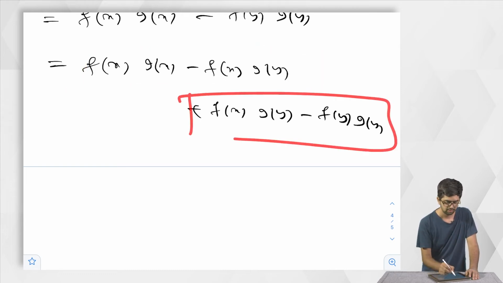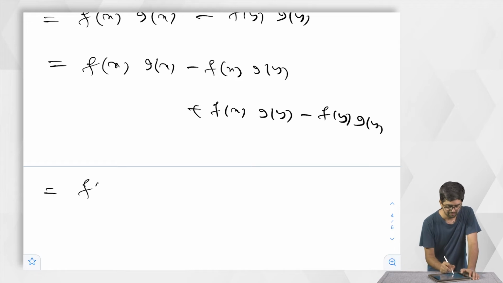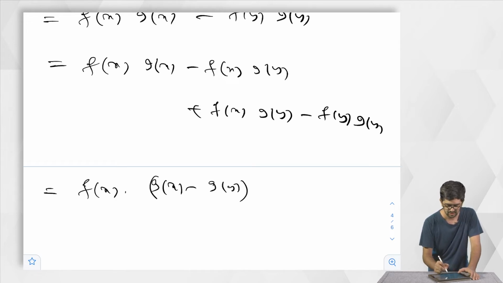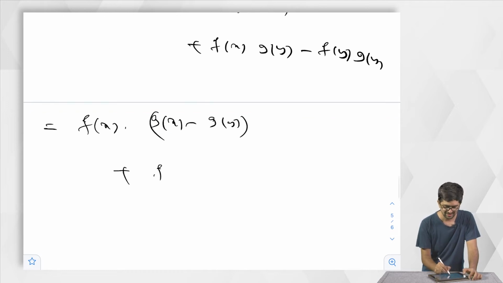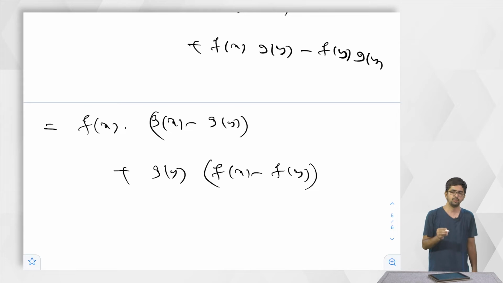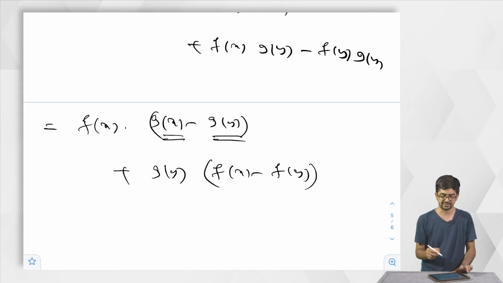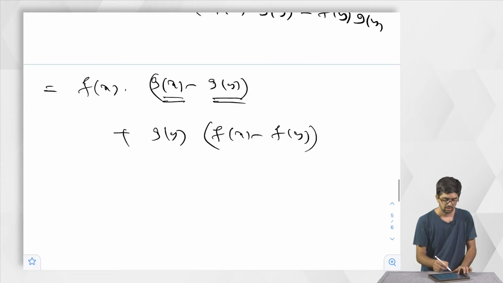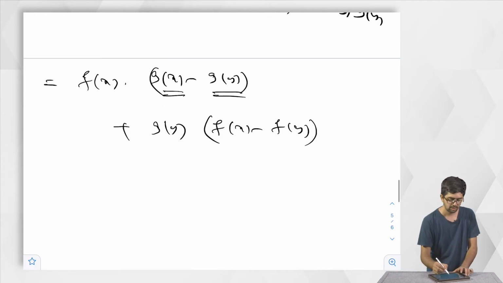Similarly this also. So this is the same thing as f(x) times (g(x) minus g(y)) plus f(y) times (g(y)) times (f(x) minus f(y)). Now, there are two elements in the interval x_{i+1}. What can we say about this difference? Observe the following.